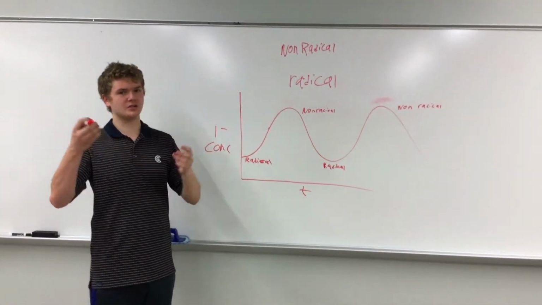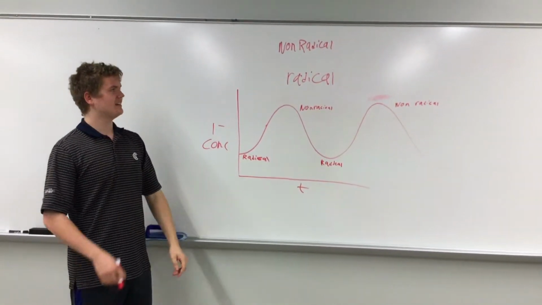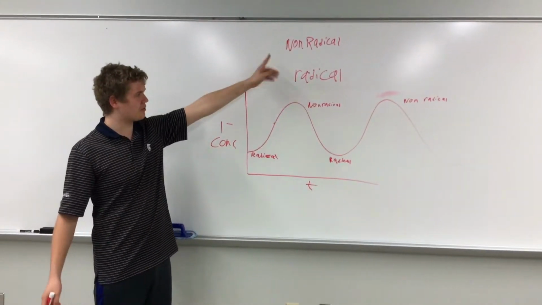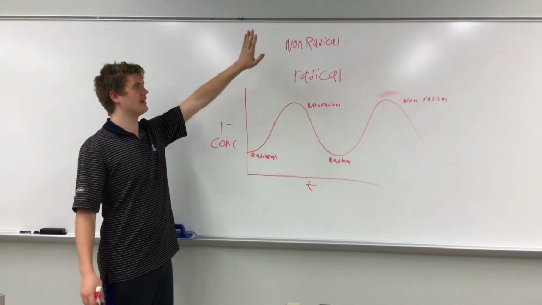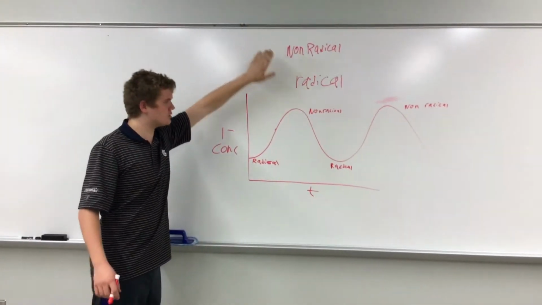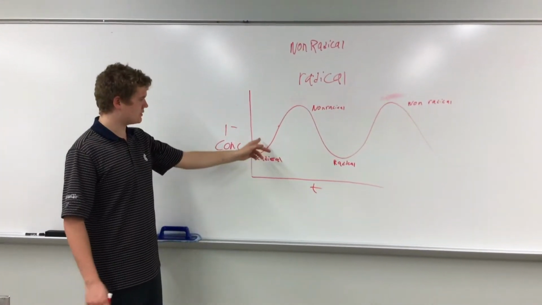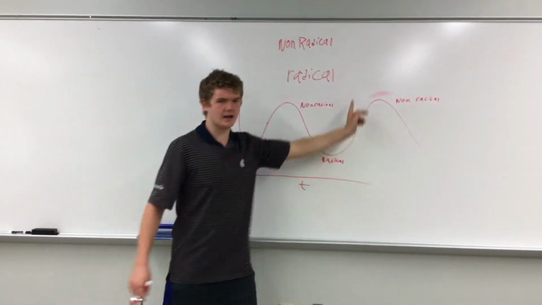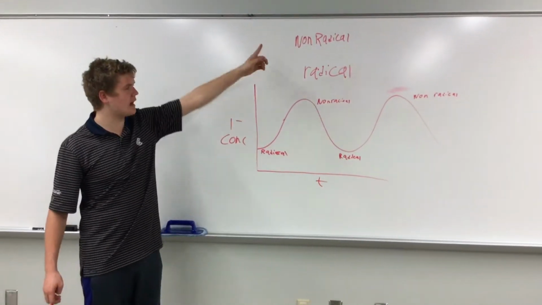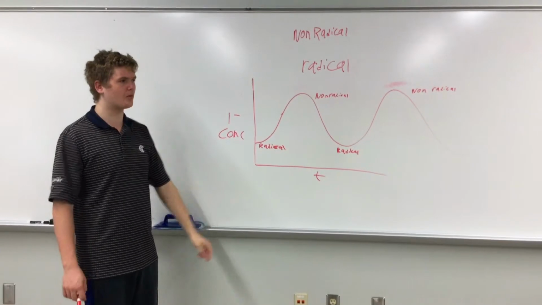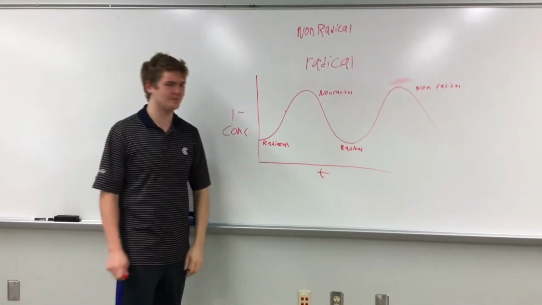The radical process will produce iodide that will kick off the non-radical process and stop the radical, and then the non-radical will consume it, consume, produce. And here you can see this is an oscillating reaction between the non-radical and the radical process of the reaction.